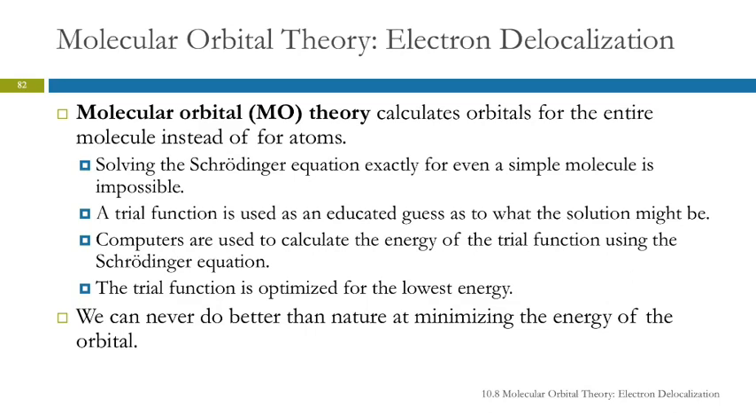It's impossible. So to do this, they use trial functions, basically an educated guess. It's like, well, let's try this. And you stick that into the computer, and the computer says, not quite. And so you say, well, let's move it this way, and the computer says, okay, you're getting closer. And it's playing warmer, colder with the computer until you get something with the lowest energy. So all of that's very, very complicated, and we're not going to do that.